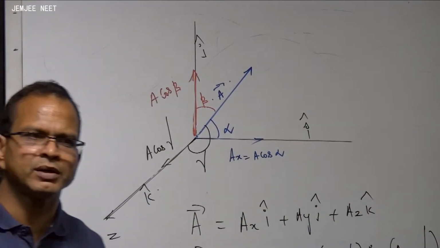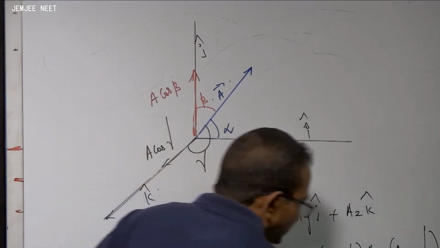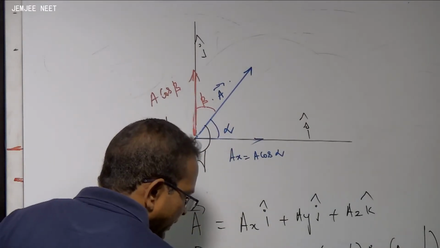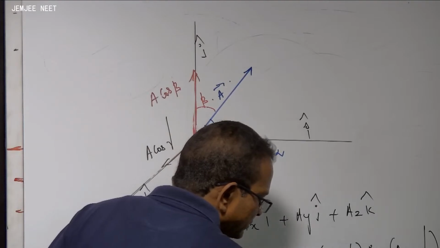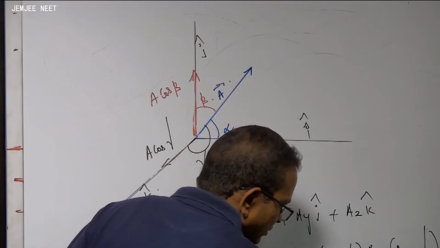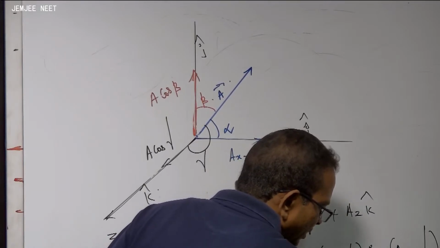Tell me the modulus of a. It is very simple. The modulus of a is given by the square root of a square cos square alpha, a square cos square beta, a square cos square gamma.